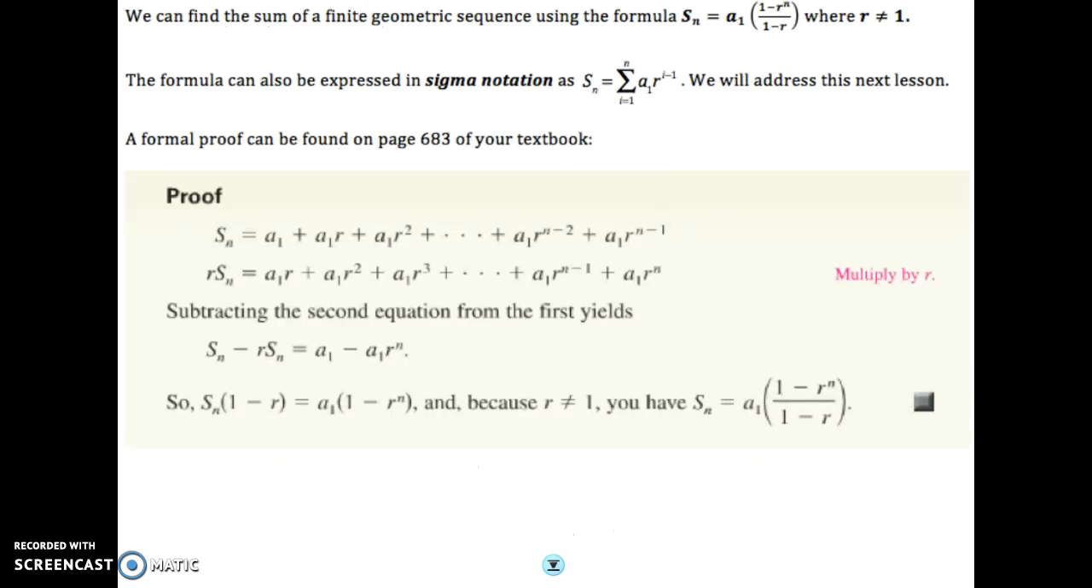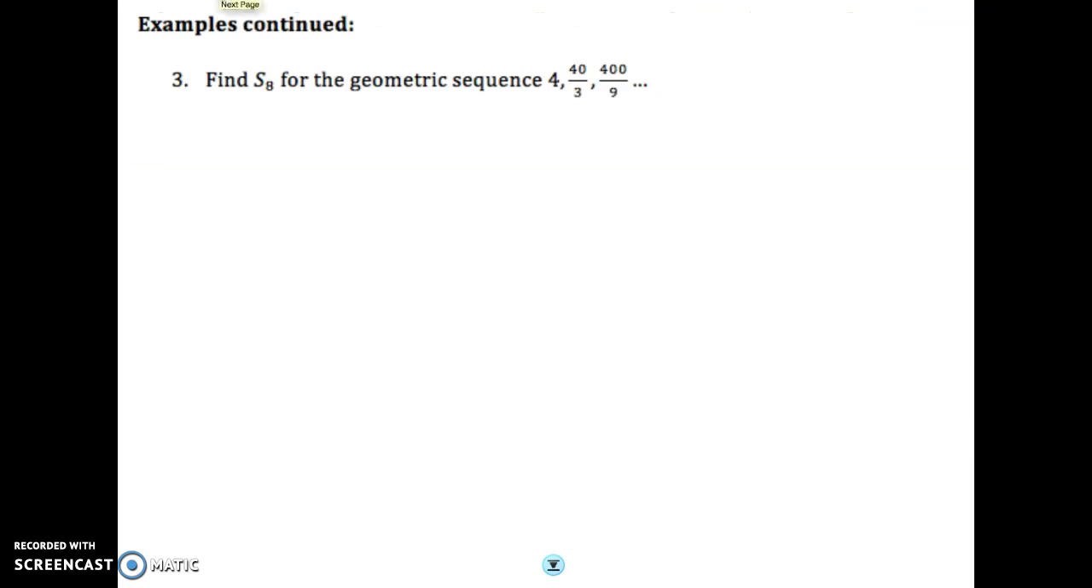So as was the case with the arithmetic series, we can also find the sum of a geometric series, and that's really just when the individual terms of a geometric sequence are added together. There's a formal proof here, and it goes into it in a little bit more detail on page 683 of your textbook, but I do want to make sure that I draw your attention to this. Let's take a look at how that formula is put into action with this next example.